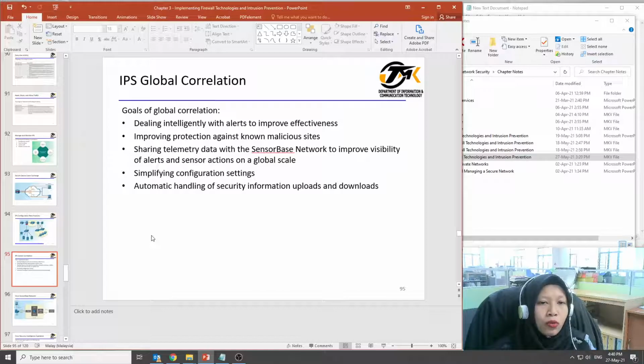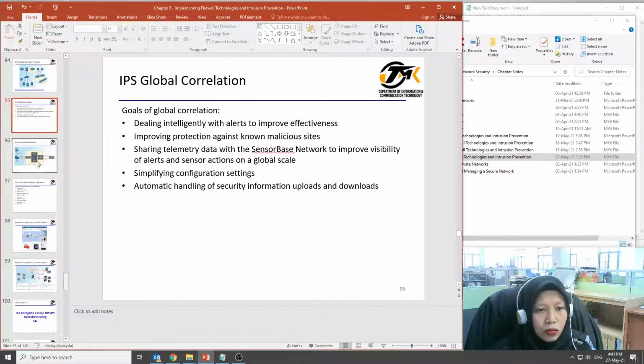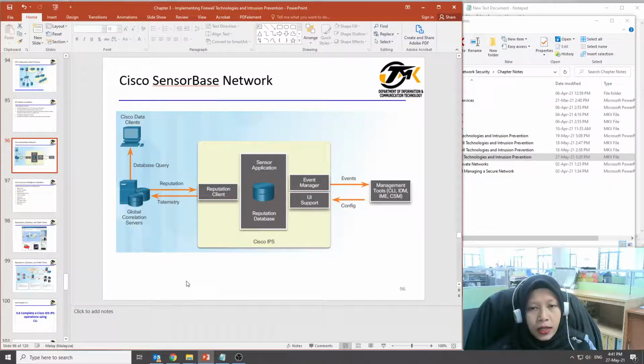Okay, so IPS Global Correlation. What is global correlation? This is to improve effectiveness and improve protection against malicious sites, sharing telemetry. Is this handled automatically, or do you do it yourself? So I want to go to the Cisco SensorBase network. This is how the Cisco SensorBase network operates. As you can see here, this is the Cisco IPS. We have reputation and telemetry going to the global correlation server. The global correlation server is a server that has all the information about the attacks. Then this global correlation server will update the Cisco IPS client using database queries. So if they have an event, then we get all the information in the Cisco IPS.